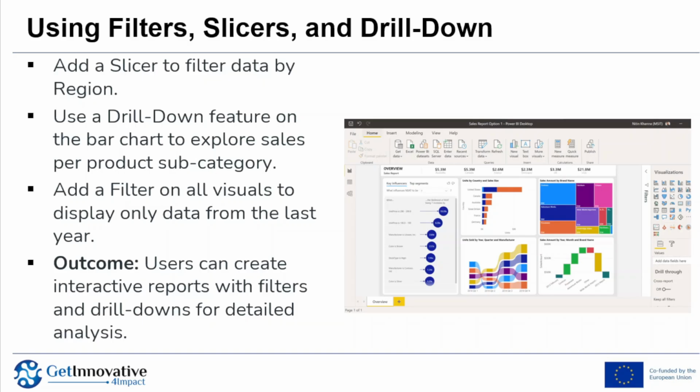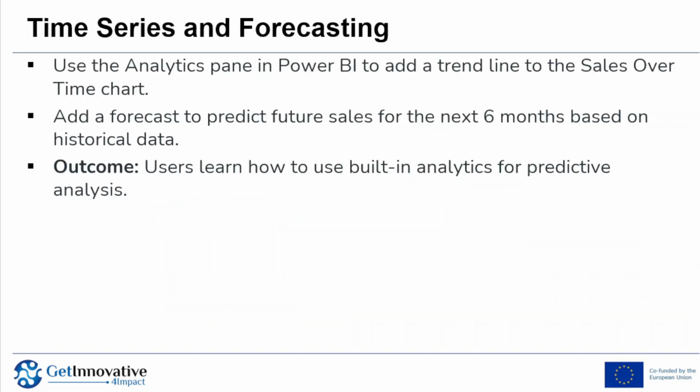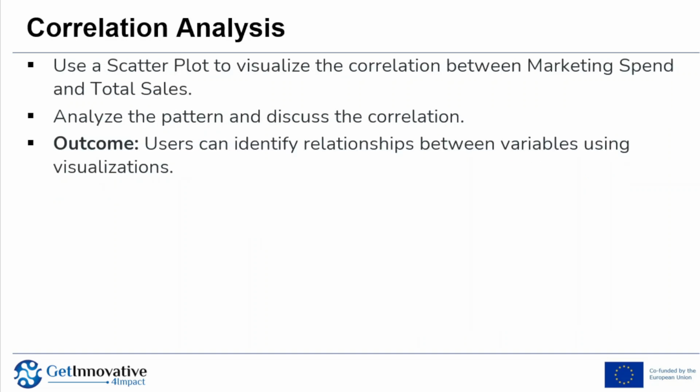We can also use a filter on all the visuals to display data from the last year, and this would create an interactive report with filters and drill down for detailed analysis. If we talk about time series and forecasting, the Analytics pane in Power BI would be used. It basically adds a trend line to a sales over time chart and adds a forecast to predict future sales for the next 6 months based on historical data. In this case, it is used to build in analytics for predictive analysis.